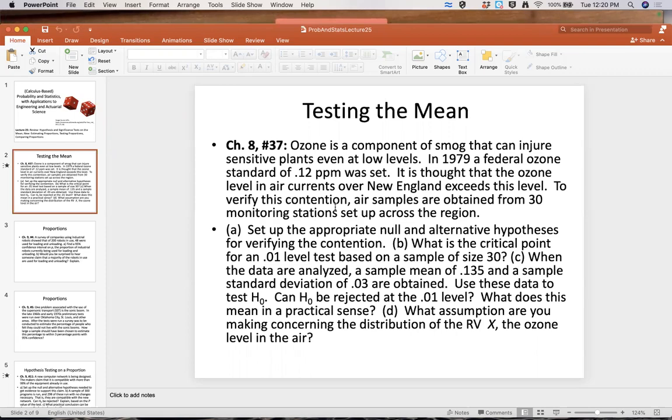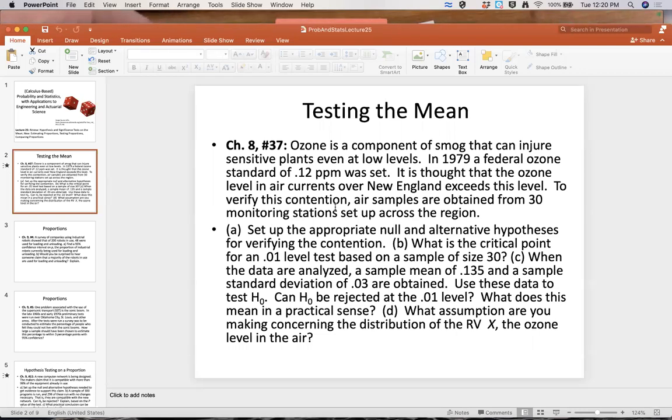In 1979, a federal ozone standard was set at 0.12 parts per million. ppm means parts per million. It's thought that the ozone level in air currents over New England exceeds this level. To verify this contention, air samples are obtained from 30 monitoring stations set up across the region.